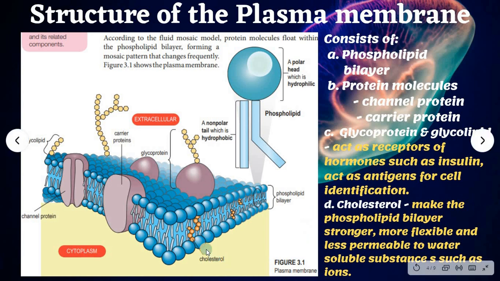Please look at figure 3.1 here. This is the structure of the plasma membrane. Please identify the components of the plasma membrane here. We look one by one. First, we look at this structure. These are the phospholipid bilayer. This is the first layer, and then the second layer here. That's why we call it a phospholipid bilayer. There are two layers of phospholipid.